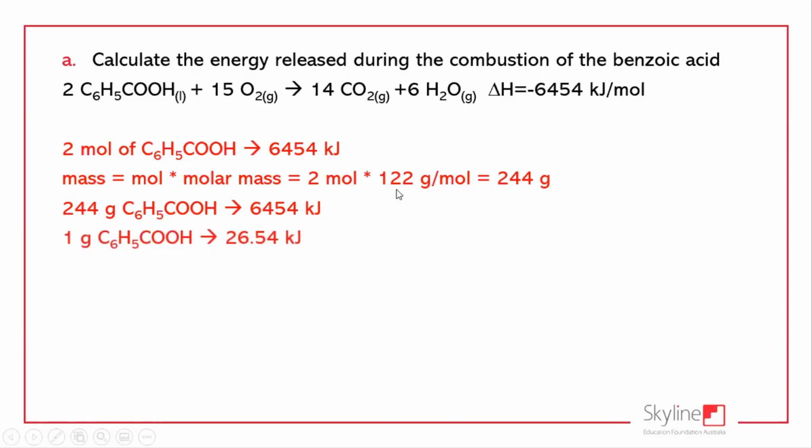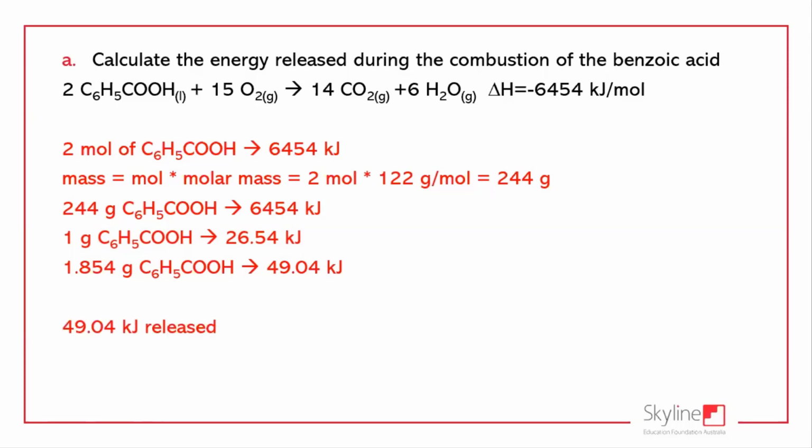For 1 gram, we're going to divide both sides by 244. 1 gram corresponds to 26.54, and we have 1.845 grams to burn. Therefore, multiply both sides by 1.845. That's 49 kilojoules. Okay. Therefore, releasing 49 kilojoules.